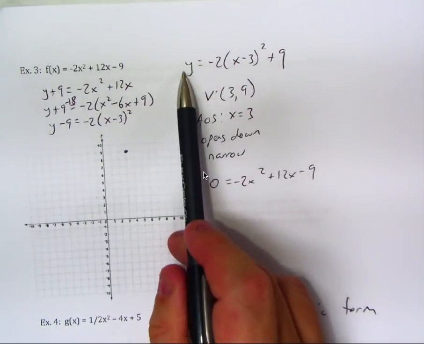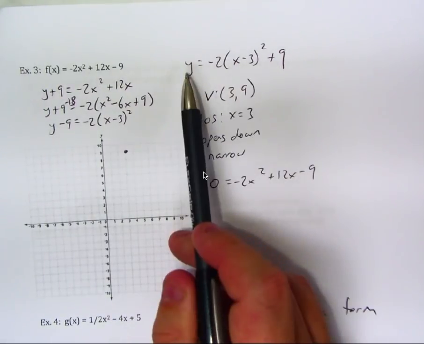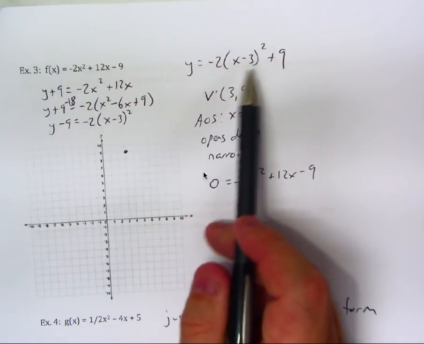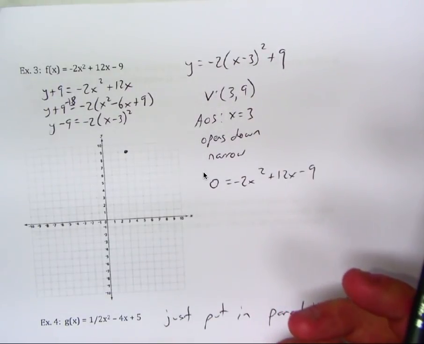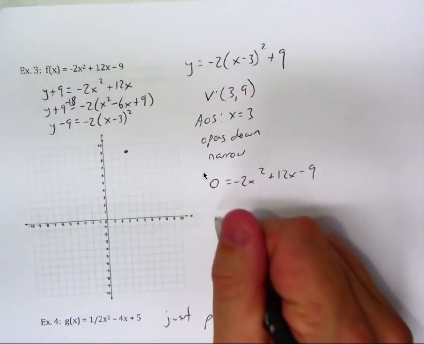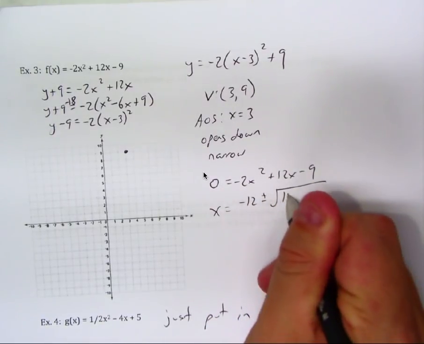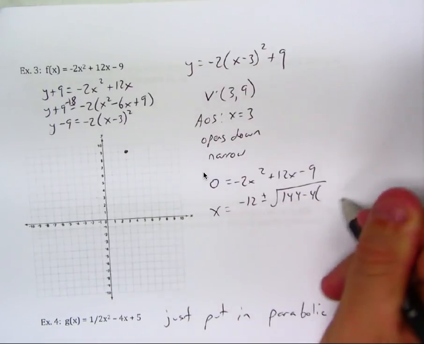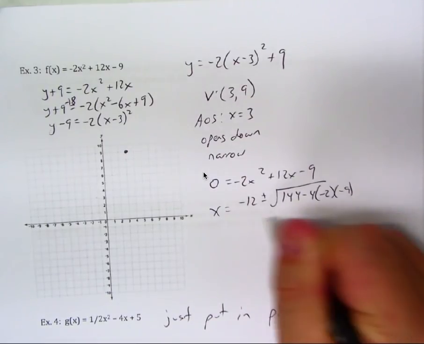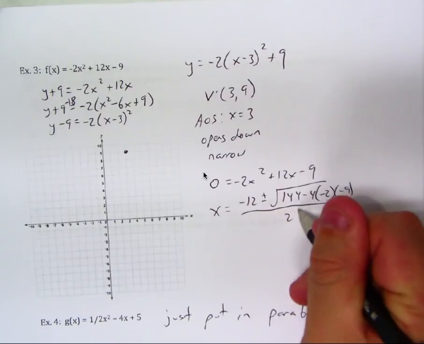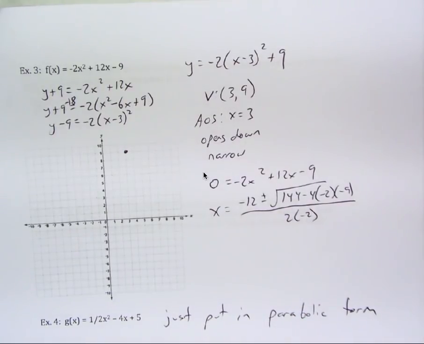If I would have plugged into this one, then I would have subtracted 9, divided by negative 2, square rooted, did all that I did on the last problem. Here I'm going to use the quadratic formula. x equals negative b plus or minus the square root of b squared minus 4ac, all over 2a. Left you in suspense.